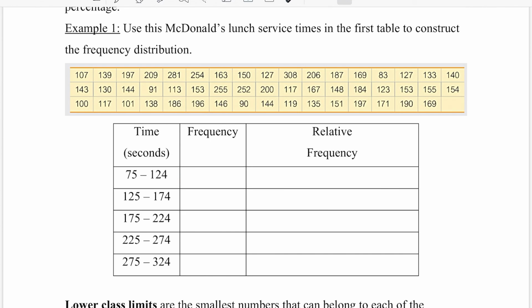To find the frequency for each class, we will look through the table and count how many values belong to each class. Let's start with the first class, from 75 to 124. 1, 2, 3, 4, 5, 6, 7, 8, 9, 10, 11.